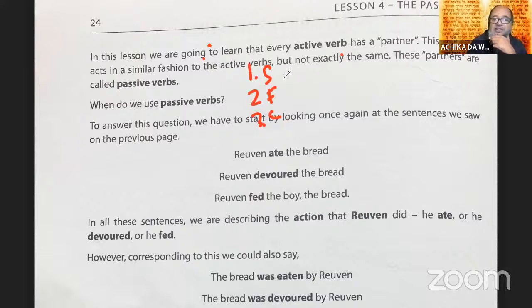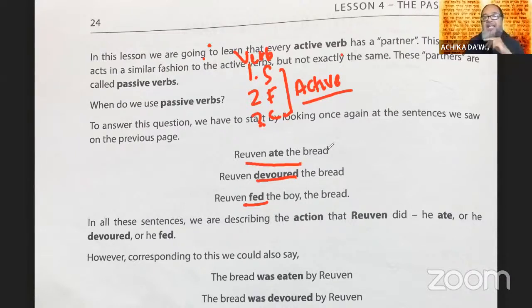And these actions, because these are verbs, can be done in a way that's active, meaning you're the one who's going to do it. You're the one doing the action, like Reuven is the one doing the action. Reuven ate the bread. Reuven devoured the bread. Reuven fed the boy. He's doing the action, okay? But then there's another side to this simple, the forceful, and the causative, which would now be called passive.